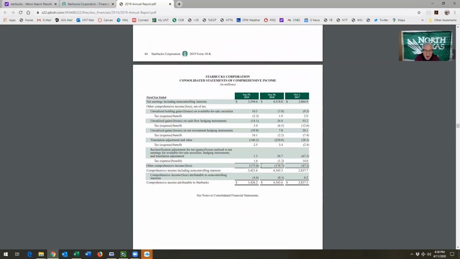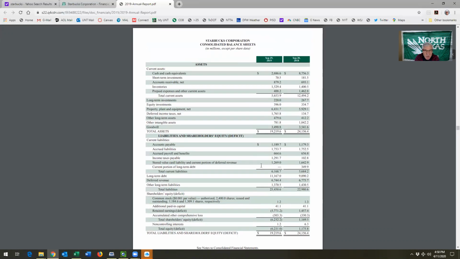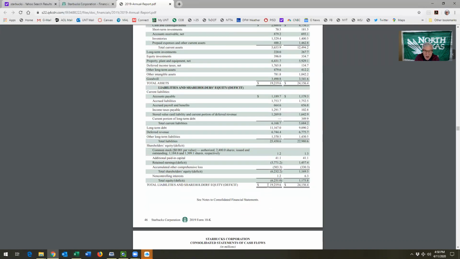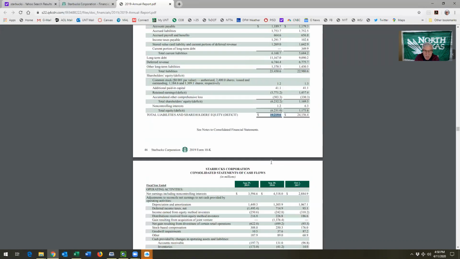And here's our statement of comprehensive income. That's beyond the scope of this course. Here's our assets, liabilities, and equity. So you can see they have $19.2 billion in assets, and their liabilities and equity, $19.2 billion.